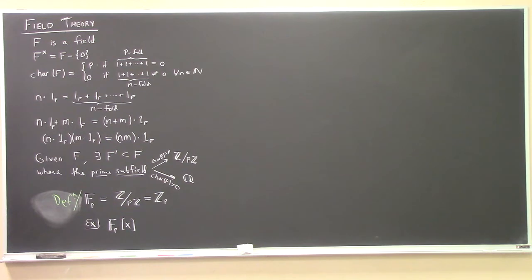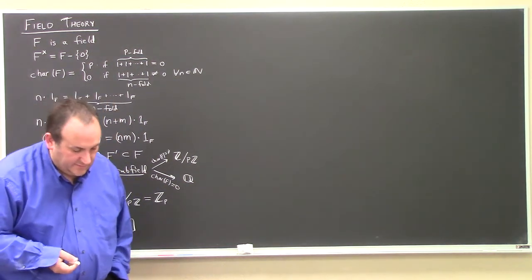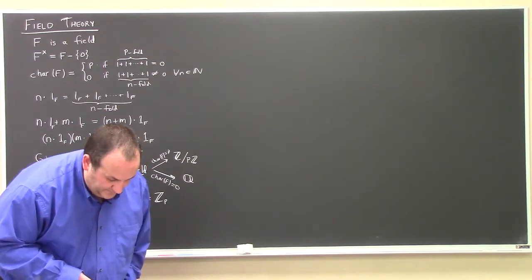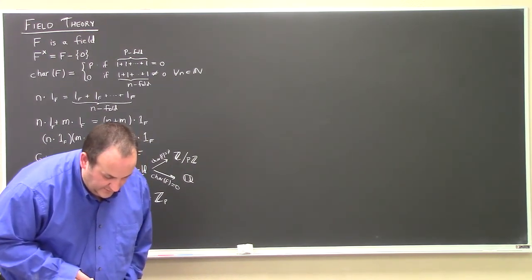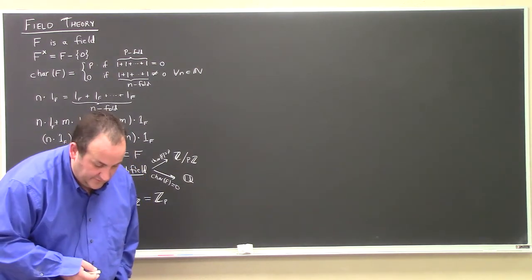However, this is an infinite set, right? In contrast, F sub p is a set with p elements, where 0 is the only thing without an inverse. All right. So as I was saying, the prime subfield of the rationals and the real numbers is the rationals, right?